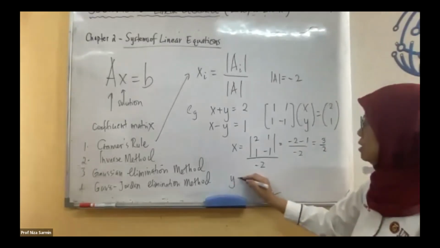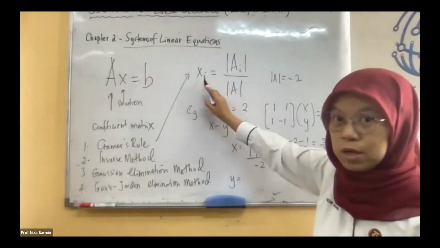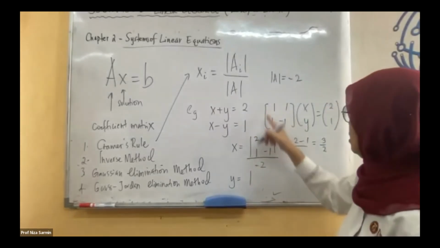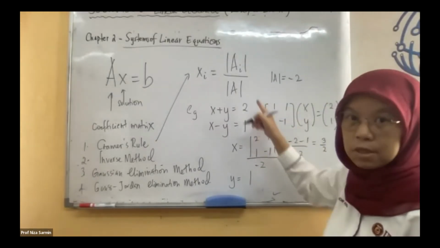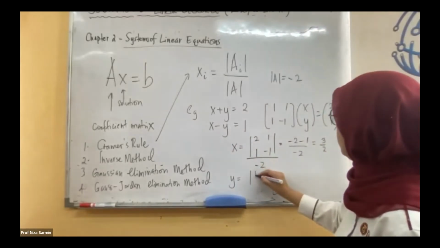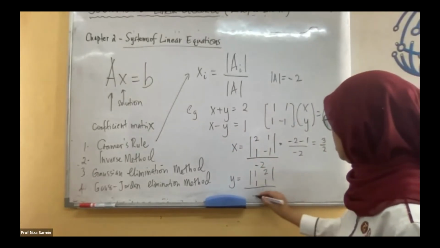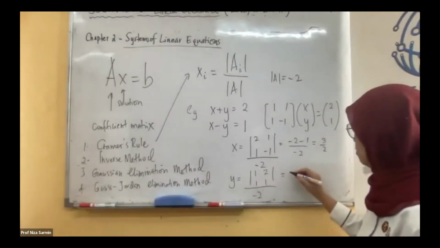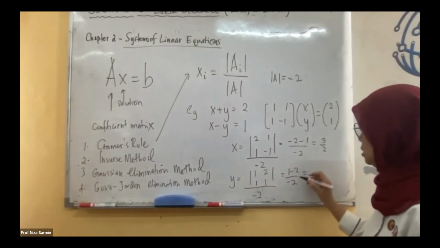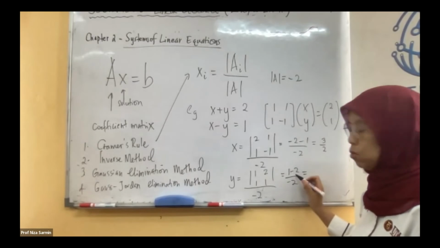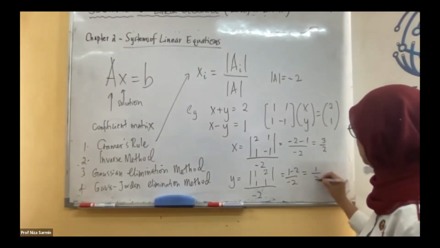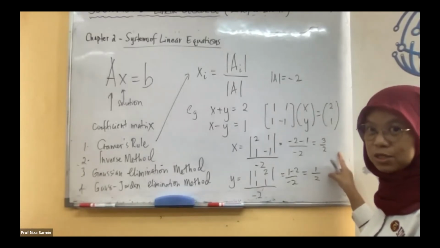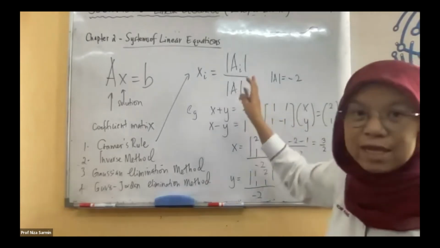And then y is actually x2. So instead of x1, x2, we can also have x and y. So y is A with the second column replaced with B. So we have 1, 1, 2, 1 over negative 2. And this is equal to 1 minus 2 over negative 2, which is negative 1 over negative 2, a half. You see, this is the answer that we had before, right? So this is the formula using Cramer's rule.